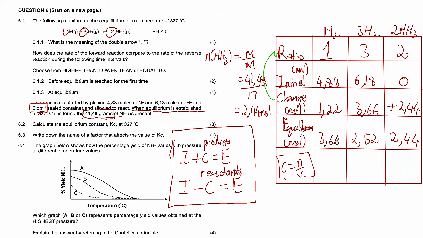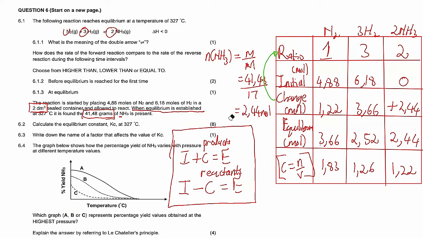So if we say 3.66 divided by 2, we get 1.83. We say 2.52 divided by 2, we get 1.26. We say 2.44 divided by 2, we get 1.22. Right. And then at this point, it's just a matter of having to calculate your Kc value.